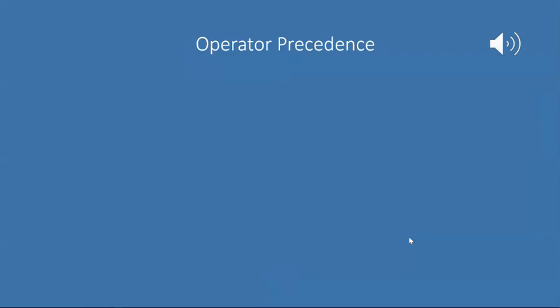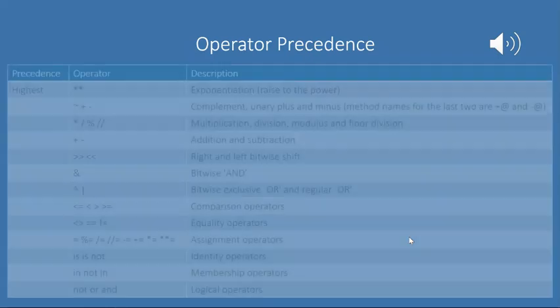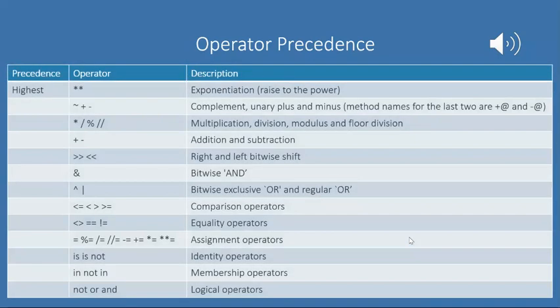Now this table shows the operator precedence in Python. Actually, they're about the same as in other programming languages and in mathematics when we use them. From this table, we can see that the exponentiation operator has the highest precedence, and the logic operator has the lowest precedence.